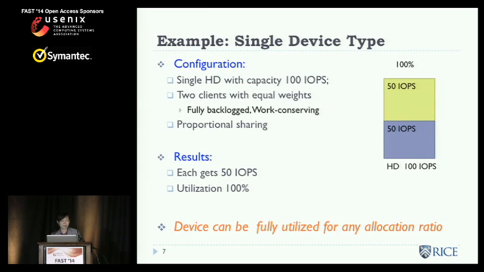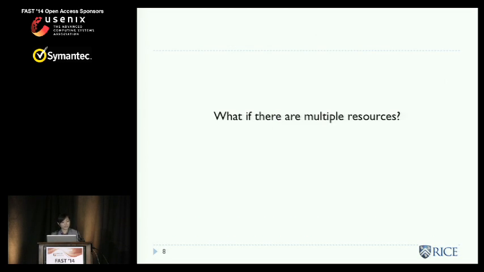In a single device environment, suppose a single type of device, HD, with a capacity of 100 IOPS. The capacity of a device is defined as its IOPS when continuously busy. If two clients share the device and they have equal weights, suppose the system is fully backlogged, with proportional sharing allocation each of them will get 50%, which is 50 IOPS in this example. And the utilization of the device will be 100%. Actually, the device can be fully utilized for any allocation ratio.